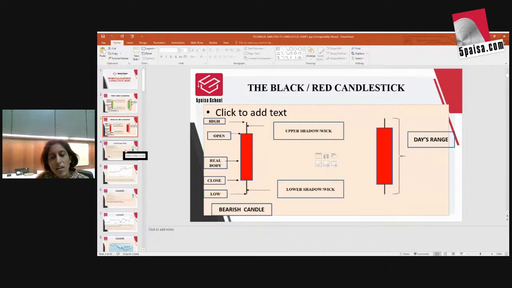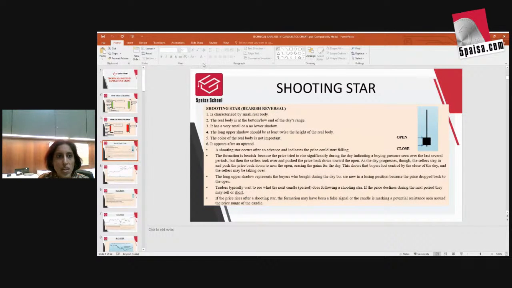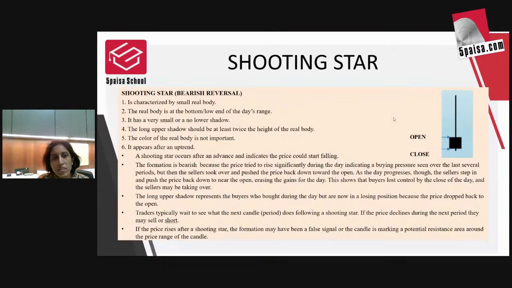So today we will be taking a few more candlestick chart types, which will help us understand what the market is likely to do in the very next day or in the near future. The first one which we are going to take up today is the shooting star. Now if you look at the shooting star, this is how it looks.